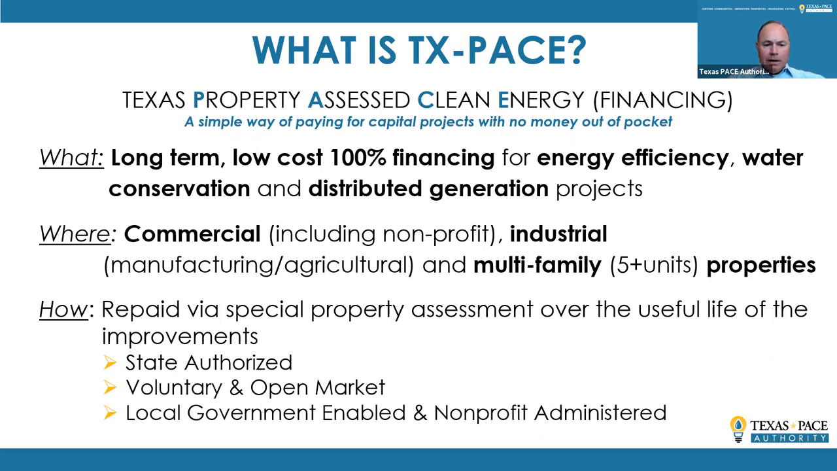It was authorized in statute, the local government code. It is voluntary, meaning that local governments can decide if this makes sense for them to offer, and many have: 55 different cities, counties, and regions around the state. Open market, meaning that any contractor can do the work. Any capital provider that, obviously, can meet certain financing requirements can provide the capital. Any property owner can take advantage of this. So there's not a prescribed list of vendors or contractors or capital providers. It's open. And again, local governments take the action to create the program. And then our organization is in the role of administering this on their behalf.